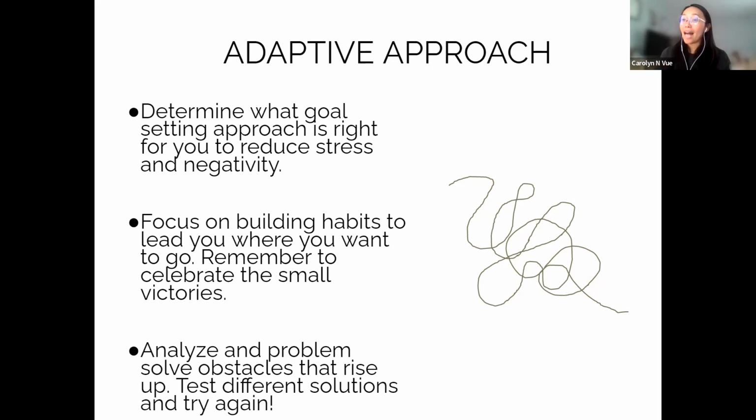And then analyze and problem solve obstacles that come up. Try different solutions. If you're doing something that isn't working or you feel like isn't connecting you or allowing you to make progress, talk to people, your peers. If your career office supports graduate students, go and connect with them. Talk to your faculty members, your advisors. Those are really great support systems that can help you through this time.